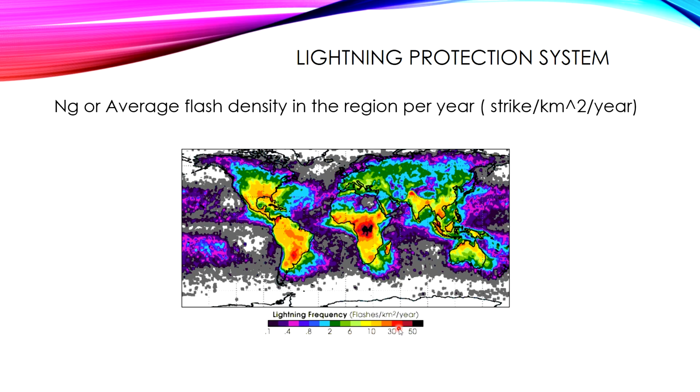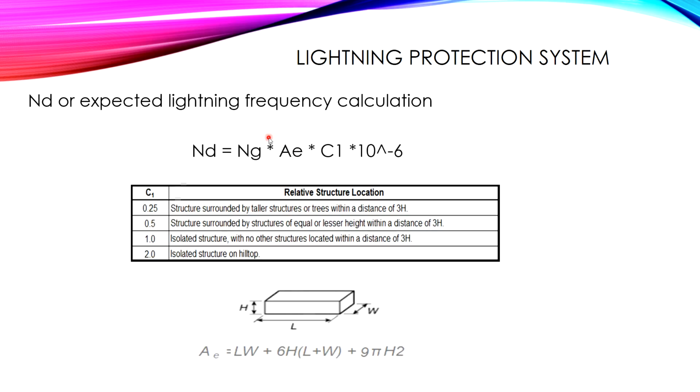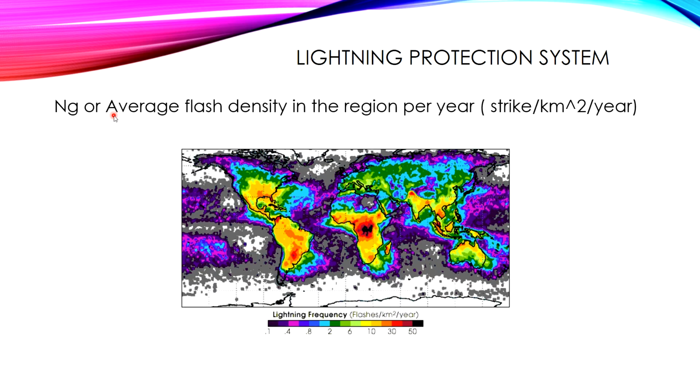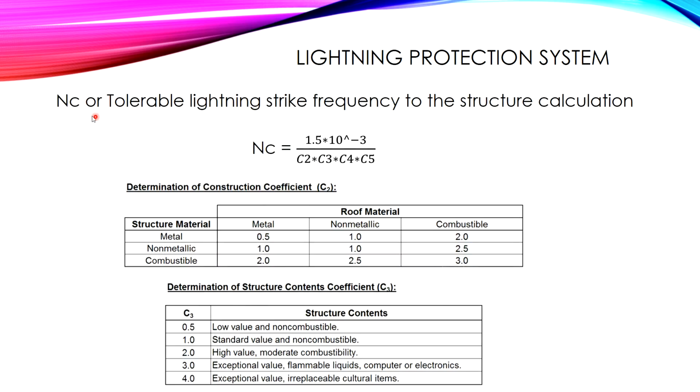Okay, so let's get back. Now we have NG, we have AE, we have C1, and we multiply all of this to get the ND, or expected lightning frequency: how many lightning strikes will hit our building per year, the expected number. Okay, now the second one, which is NC, or the tolerable lightning strike frequency to the structure calculation.